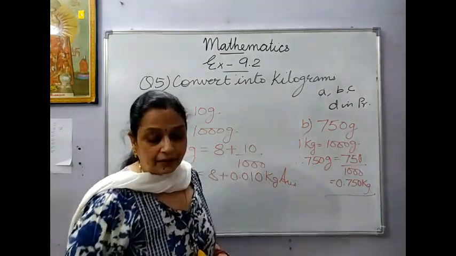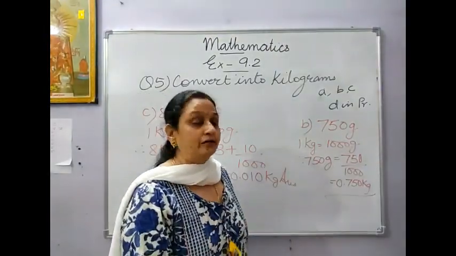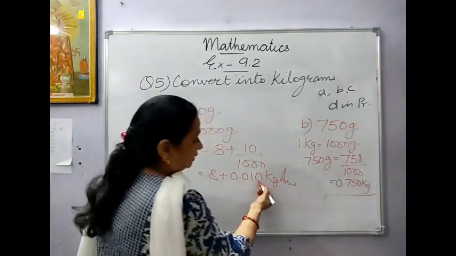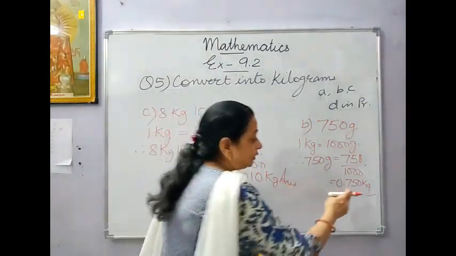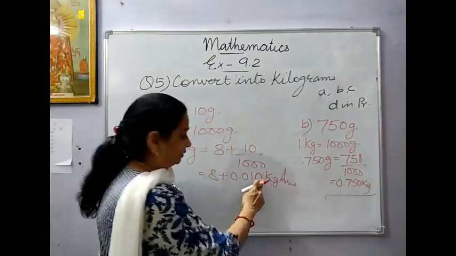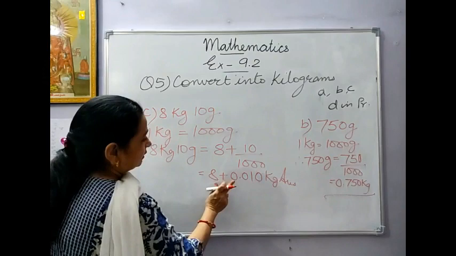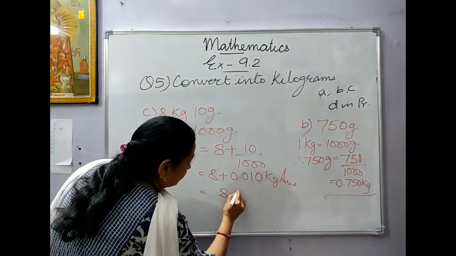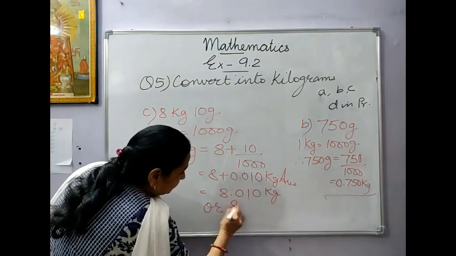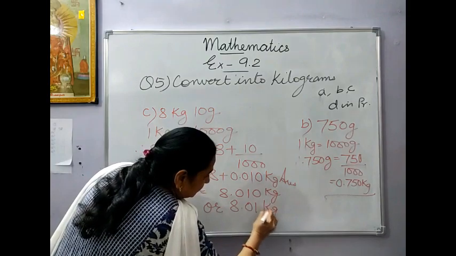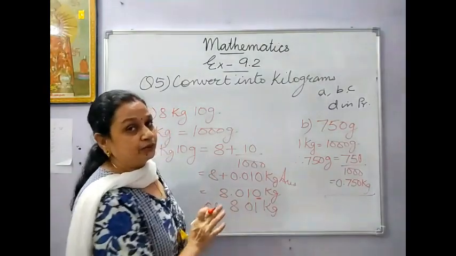So children, here I want to explain one thing more, that if suppose on the extreme right or at the end of the sum there is any 0, then it's not necessary to write that. Remember, only on the extreme right side. So this answer can also be 8.010 kg, or we can write down as 8.01 kg. This 0, when it is on extreme right, it is not necessary that you write down.